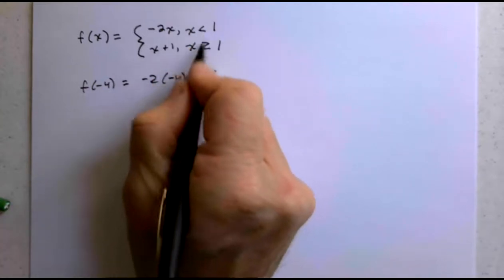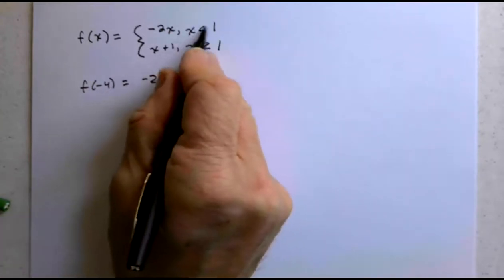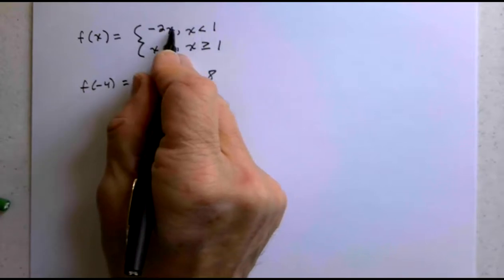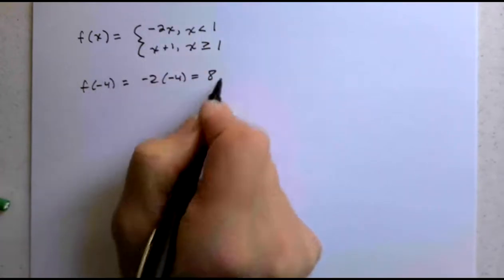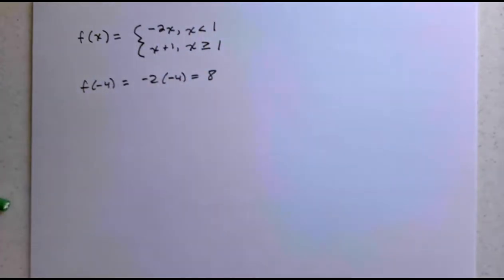Again, we have to decide which branch is appropriate. Negative 4 is less than 1, first branch, so negative 2x is what I'm using. Negative 2 times negative 4, positive 8.